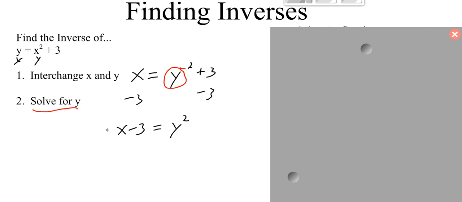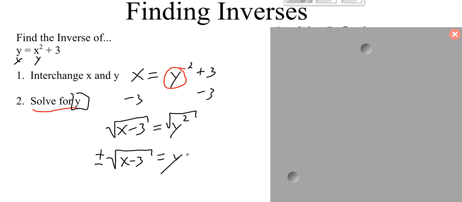Then we're going to square root both sides. Anytime I square root, I need to remember a plus and minus. So y equals plus or minus the square root of x minus 3. Now that I have solved it for y, this is actually the inverse function, if we define this as our f of x.